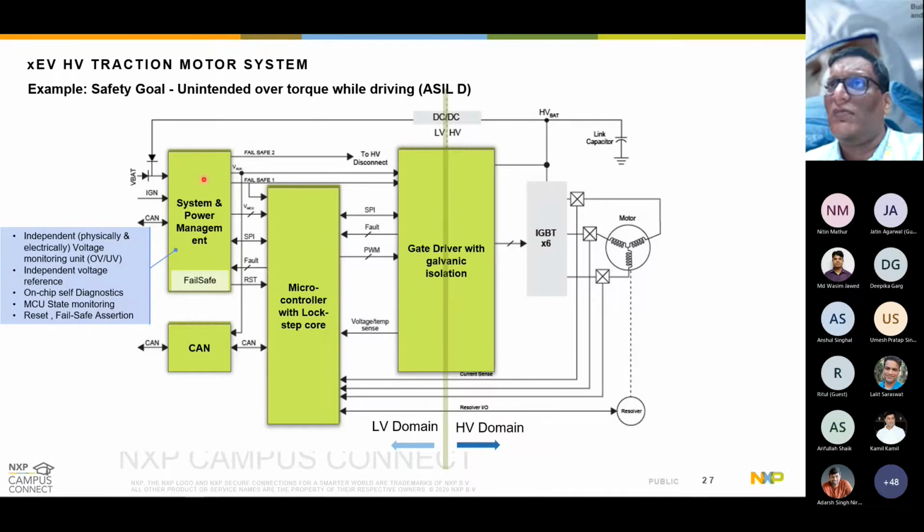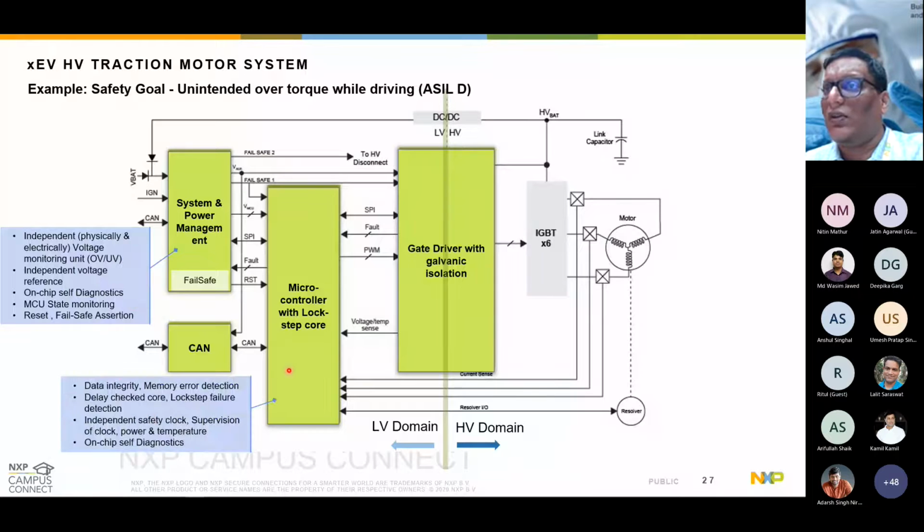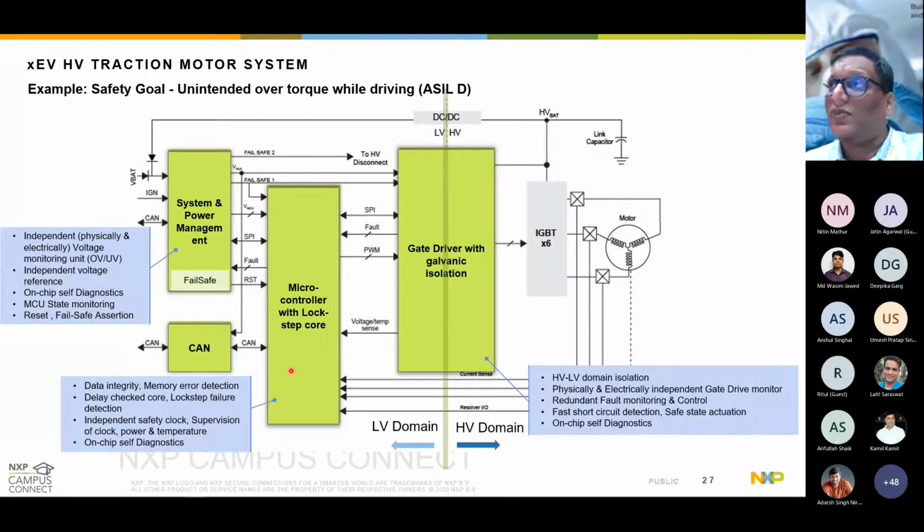For example, for the power management, you will have over voltage monitoring, under voltage monitoring, some kind of MCU monitoring. On the microcontroller itself, you have, say, lockstep implementation, and memory errors you can detect. So these kinds of concepts start to come into the picture. On the galvanic isolation, you have the high voltage, low voltage domain isolation, and so on. Each one of them, we assign a certain safety integrity. And this is how you start to develop your safety system.